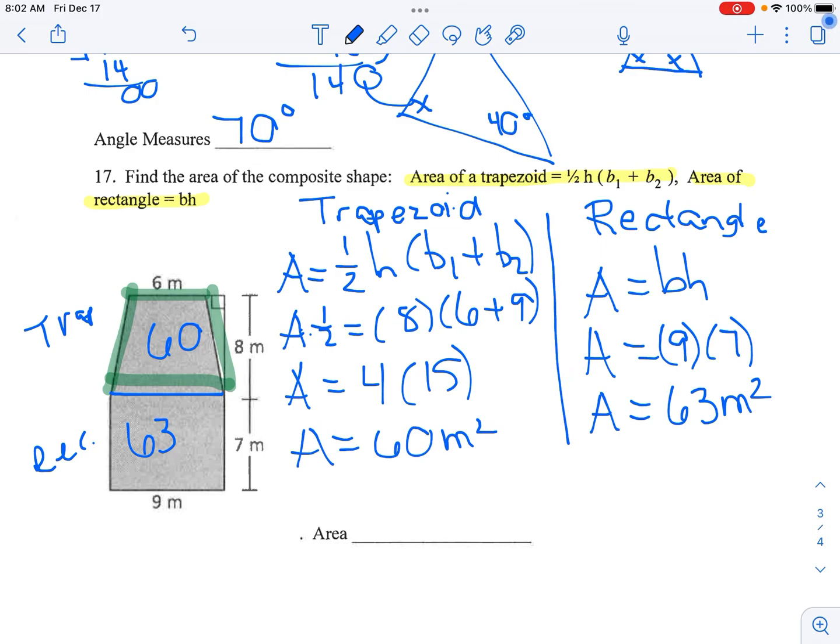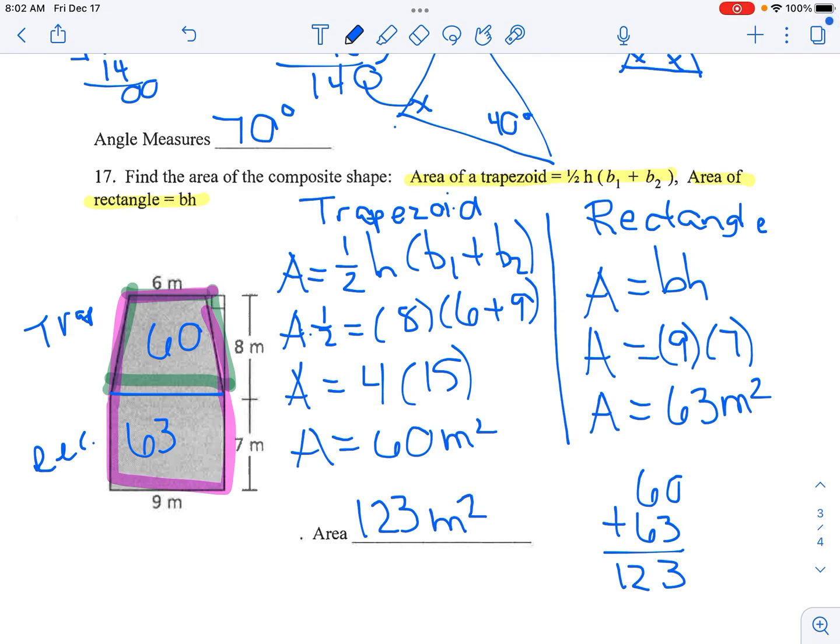So if the trapezoid is 60 meters squared and the rectangle is 63 meters squared, and now I'm supposed to find the area of the entire composite figure, I'm going to add 60 plus 63. So the total area is 123 meters squared.